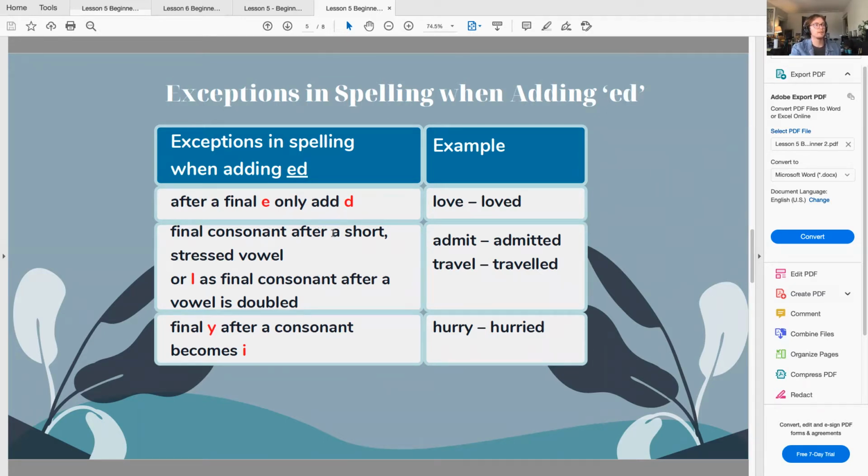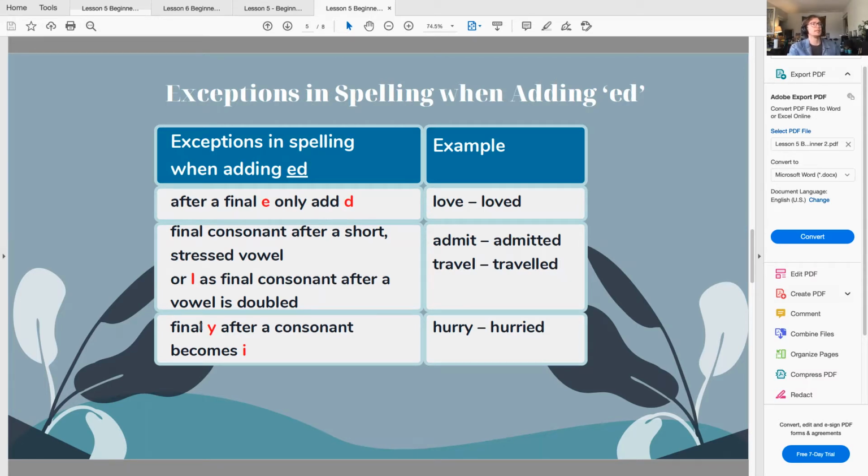When the final consonant comes after a short stressed vowel, or L is the final consonant of the word, you double that last letter. So if you see admit, it would be admitted with 2 T's instead of just adding the ed. Or travel would be travelled, with 2 L's before the ed.